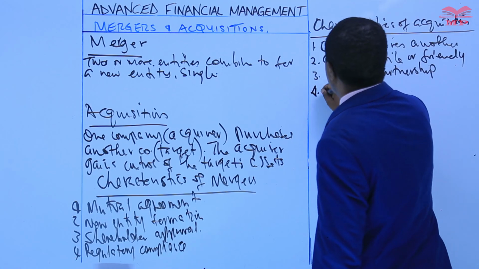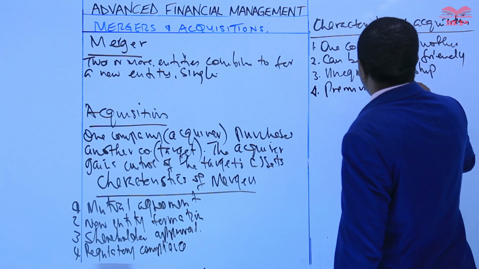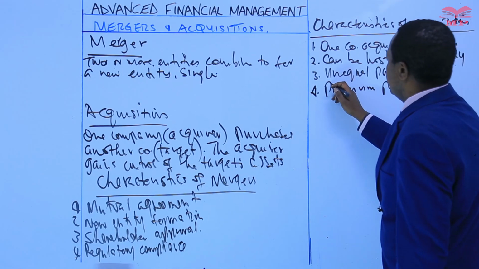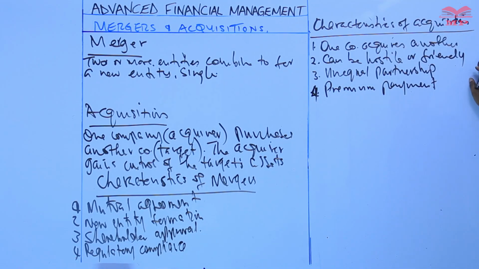Number 4, we have premium payment. The acquirer pays a premium over the market value of the company. The acquirer often pays a premium over the target company's market value to acquire its shares, and such a premium reflects the potential synergies or even the strategic benefit the acquirer expects.